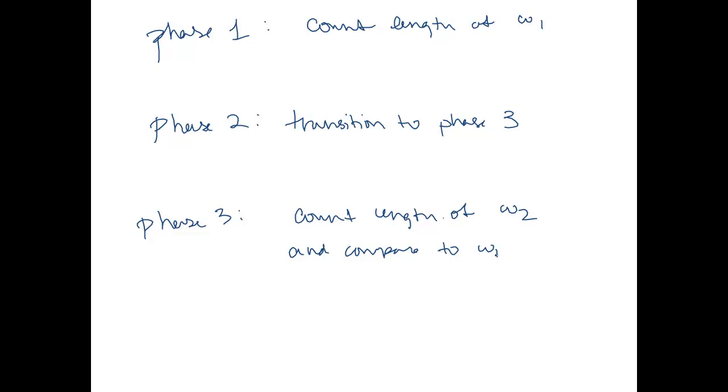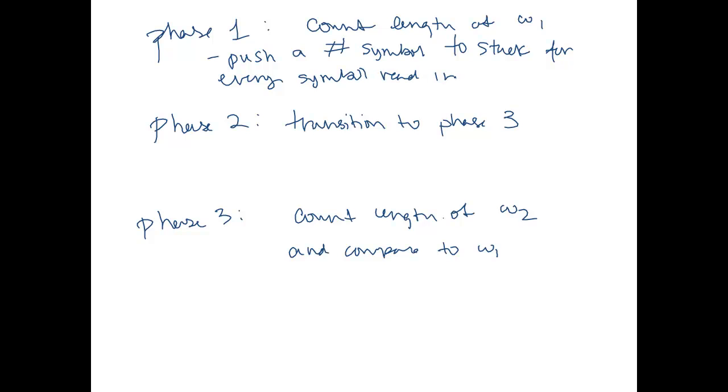First, counting the length of W1: the idea is we're going to push a pound symbol to the stack for every symbol read in W1. Why pound? Just because, I picked a symbol. It could really be any symbol. The number of pound symbols on the stack is going to be the same as the length of W1.